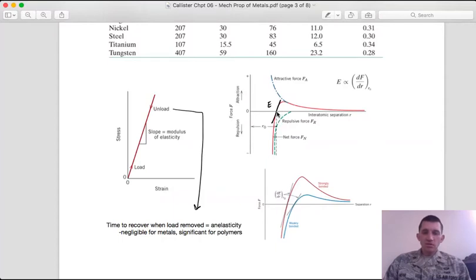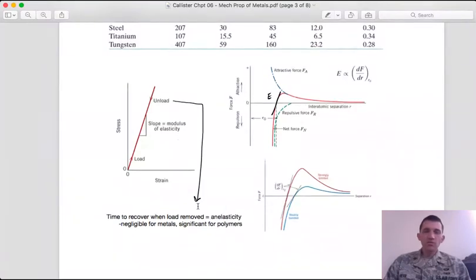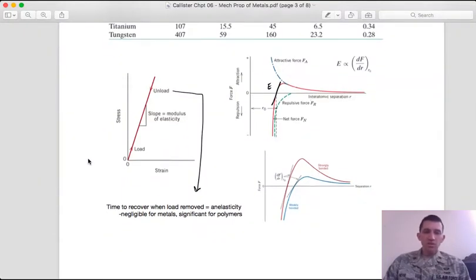That would be analogous to just going a bit up this slope and then coming back down. For metals, this happens very rapidly, so it's tempting to think that this is an instantaneous change. It's not. For metals, it's just fast. It's significant for other classes of materials, though, that we will see later on, especially for polymers.